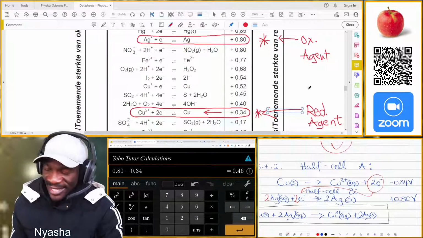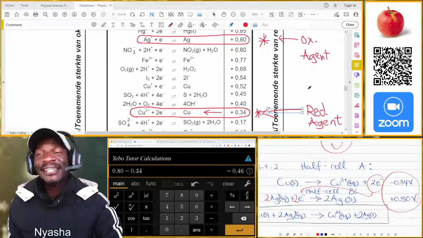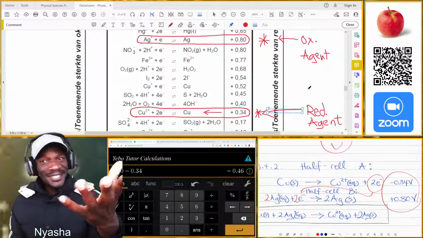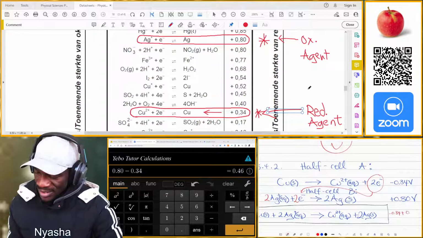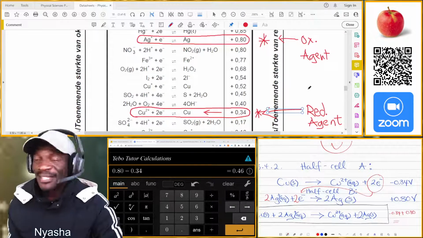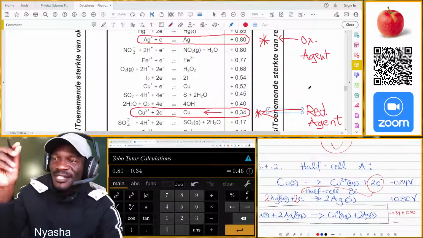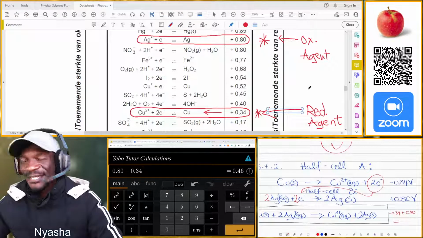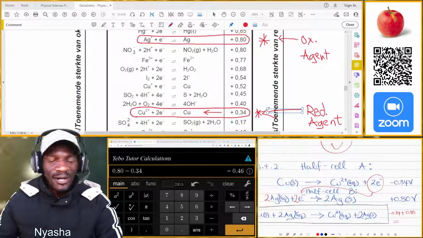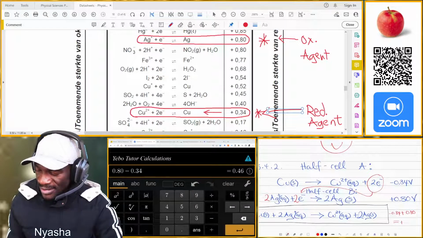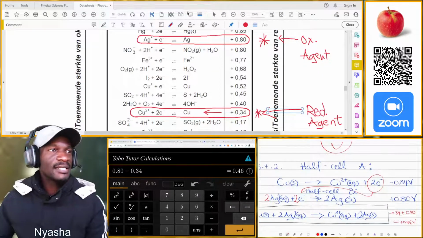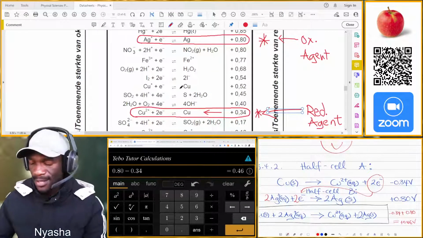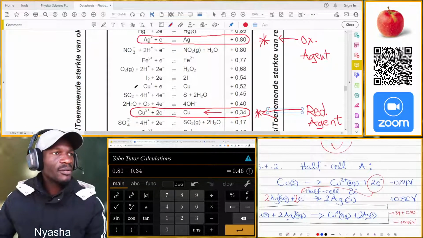So since we've been adding everything, you may as well add that up. Then you will get your E cell. So how do you do that? Minus 0.34 plus 0.80. What does that give you? Can you see it's the very same thing that is on our calculator? You would get a plus 0.46 volts. So basically that is how you can carry out your calculation.